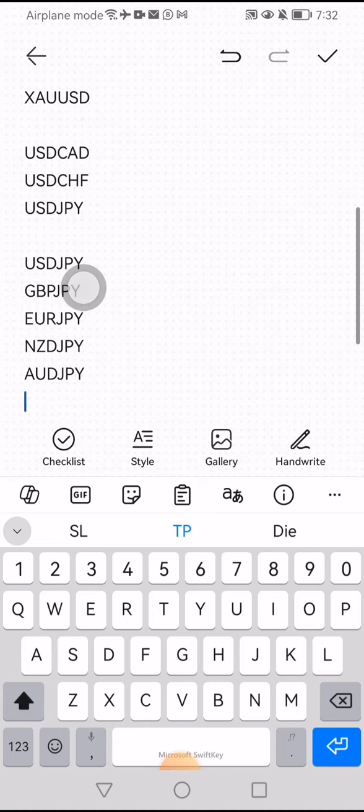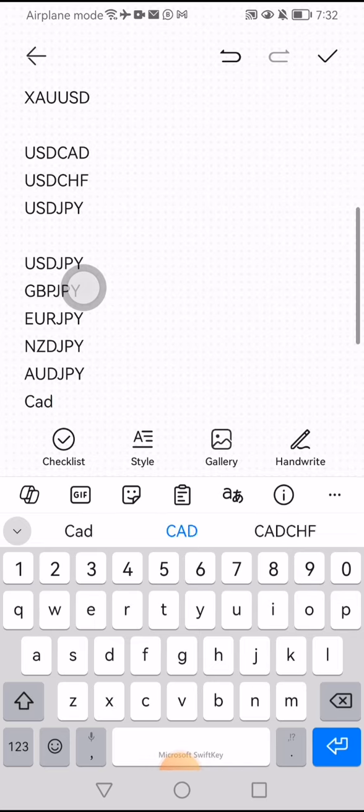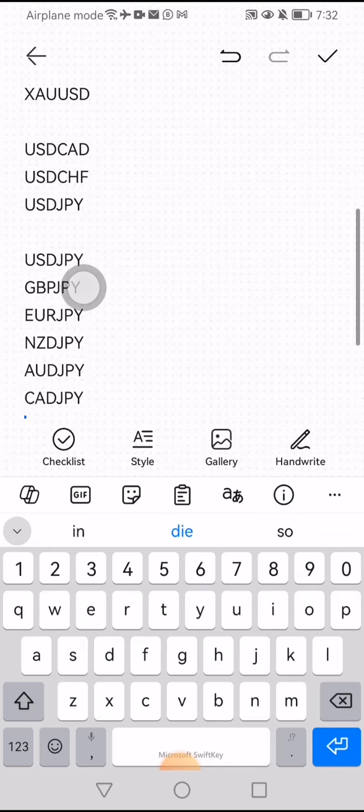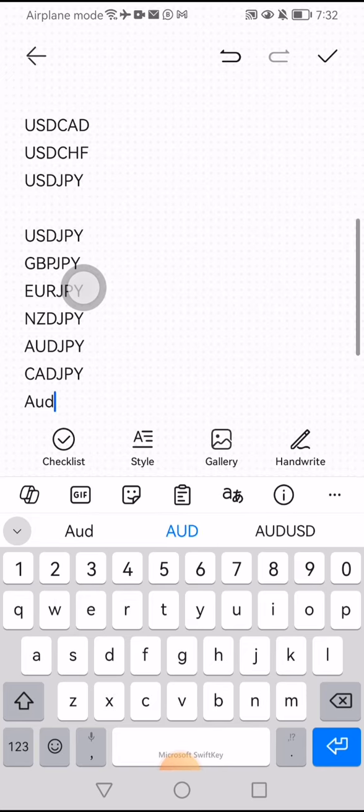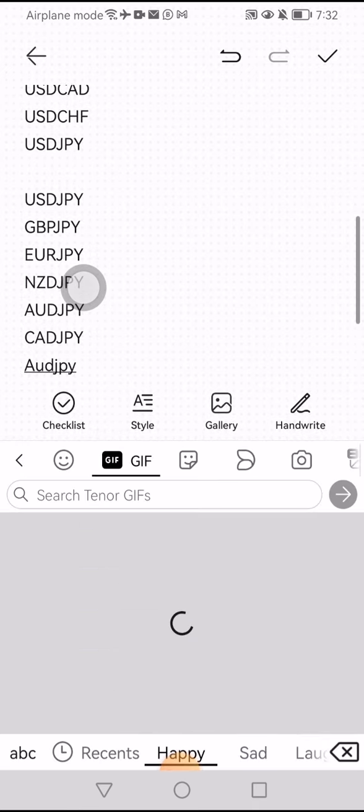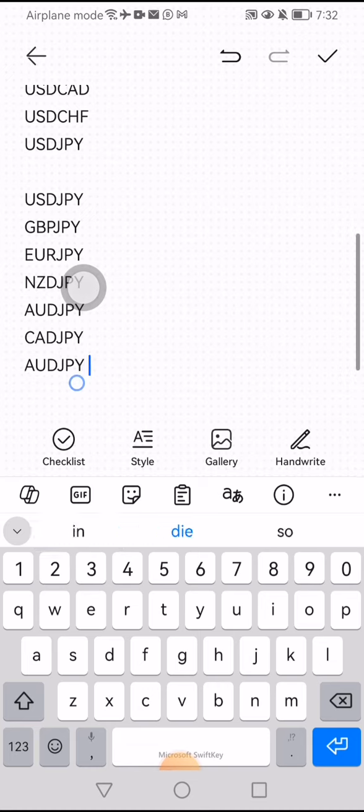Obviously, here the JPY is the weakest. That's why it's on the right. And then we have CAD JPY, right? What else? CAD JPY, NZD JPY, AUD JPY. I think this is the last one. There are supposed to be 7, right? So we have NZD JPY, AUD JPY. Yeah, so we are all good.